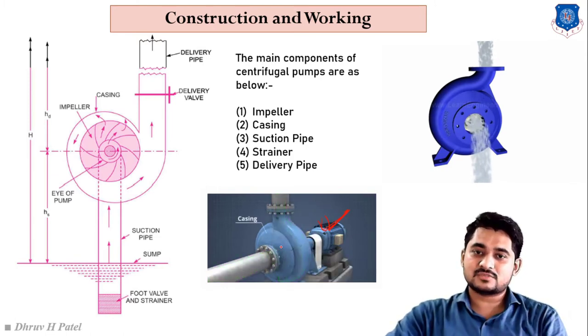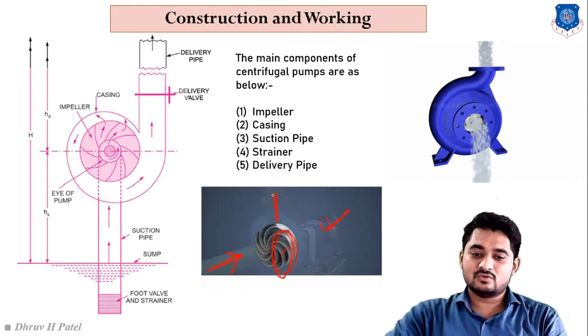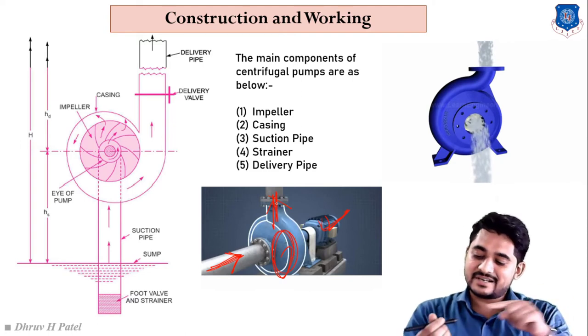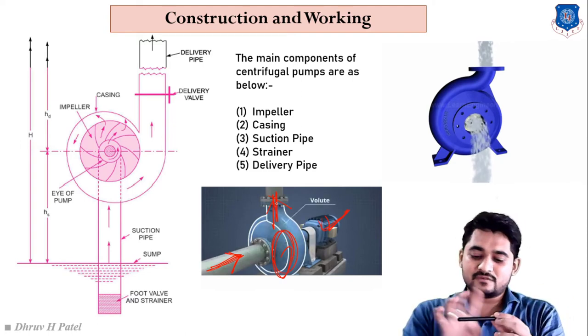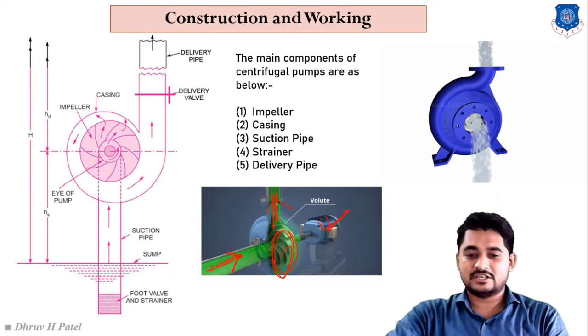With the use of the shaft, this impeller is rotated, and with the rotation of this impeller, water will enter in the axial direction and move outward in the radial direction. So that is the basic working of the centrifugal pump.